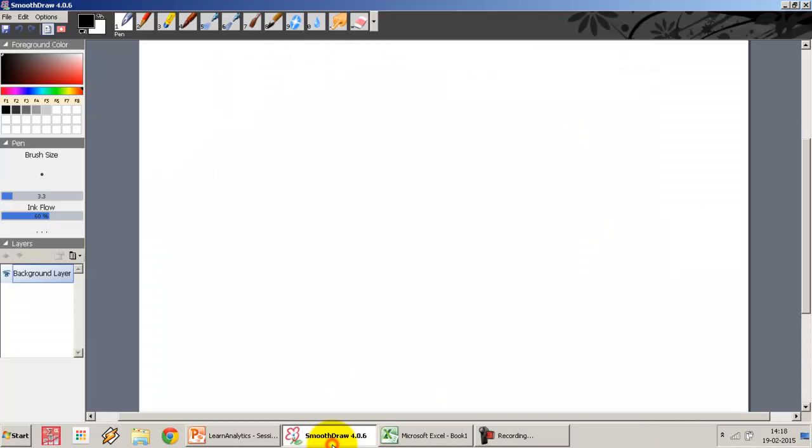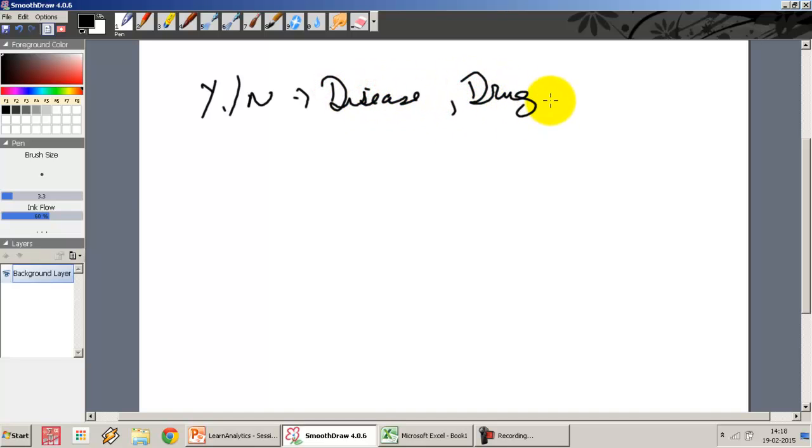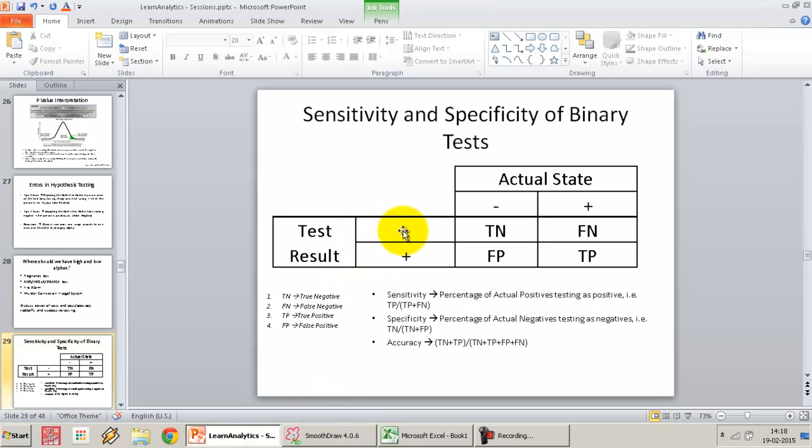For example, let's build a contingency matrix around a test. Suppose we have a test which gives a simple yes or no result. It could be a disease test, a drug test, or a pregnancy test, any test which gives a binary result: yes, no, positive or negative, 1 or 0. When we talk about a binary test, there are four possible outcomes. One is the test outcome, which can only be positive or negative.